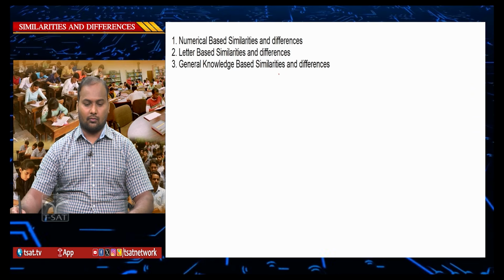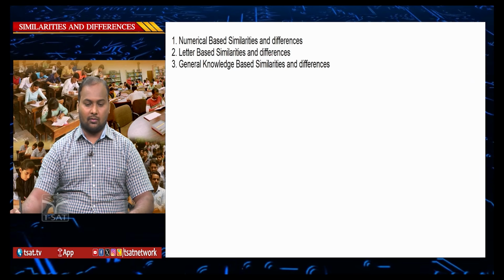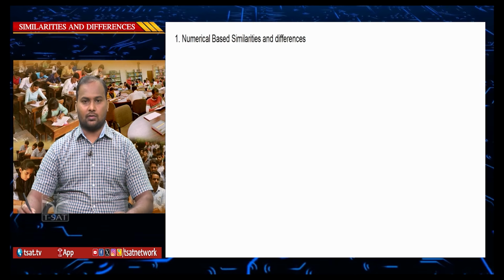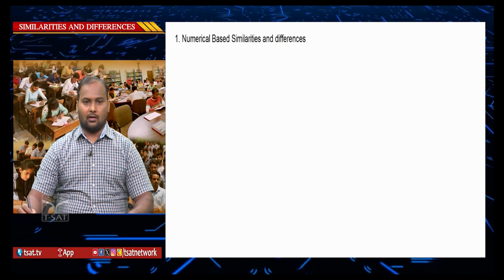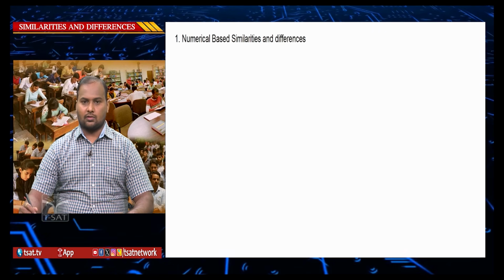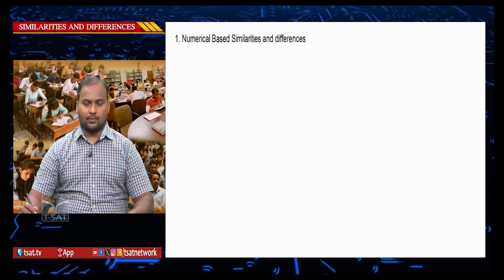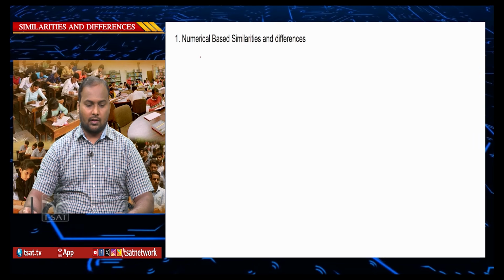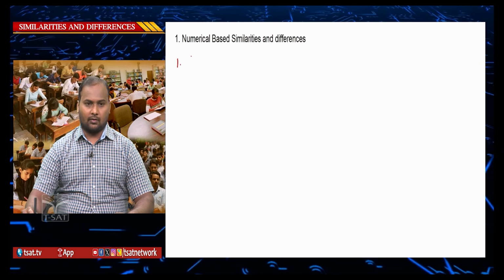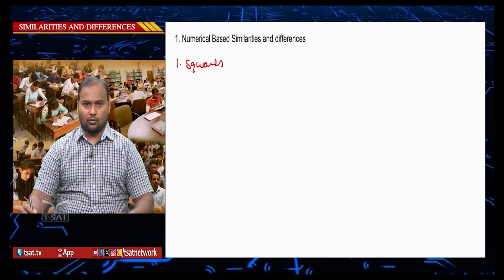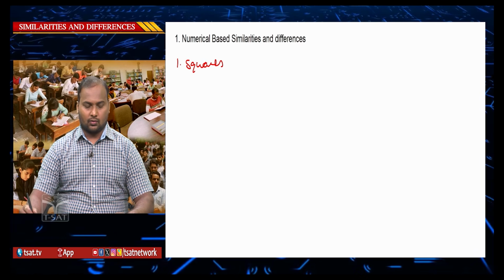First, let us try to solve the numerical based similarities and differences. To solve these questions, a student should know certain areas. The first area is squares. A student should know at least about 25 squares.